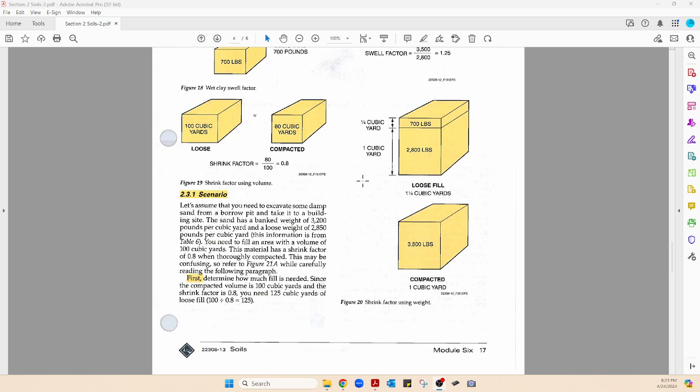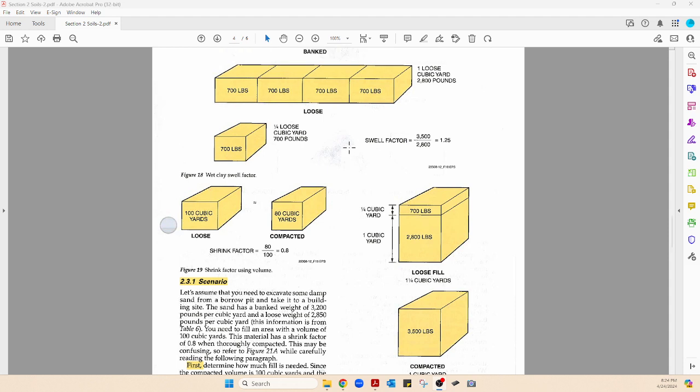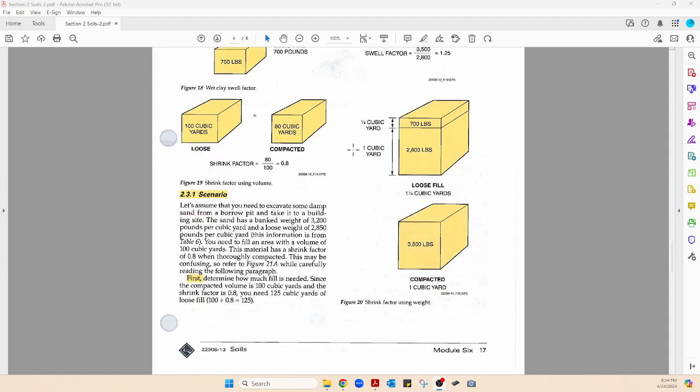So we've got to figure out how much loose sand we're going to need so that when it's compacted, we take into consideration the shrink factor of 8/10. And it says this may be confusing, so it refers to figure 21A, and that's what they're talking about. This figure I do not like. Just trust me on the math.